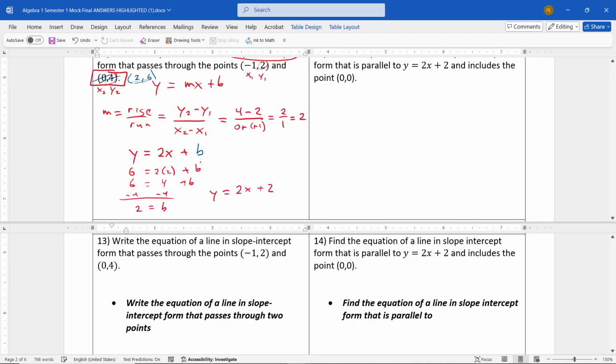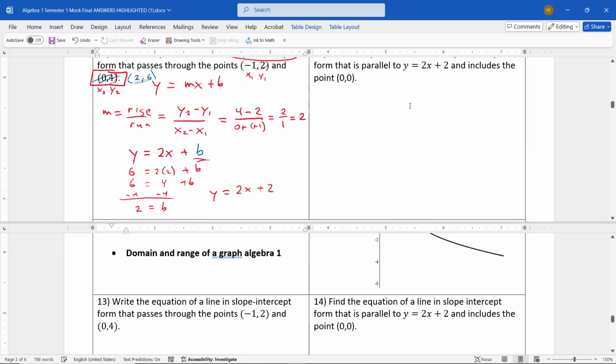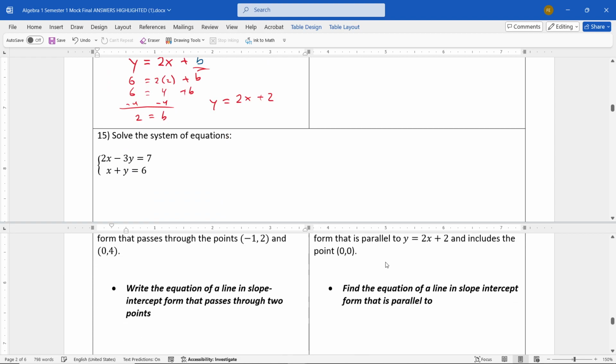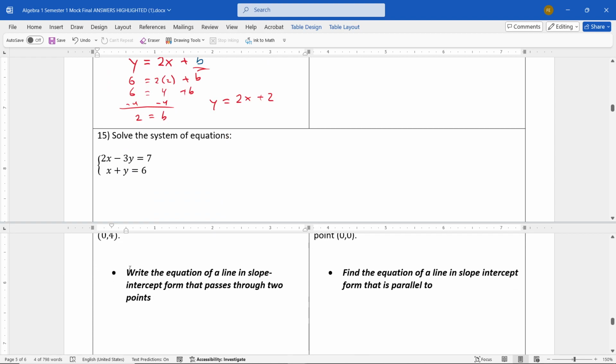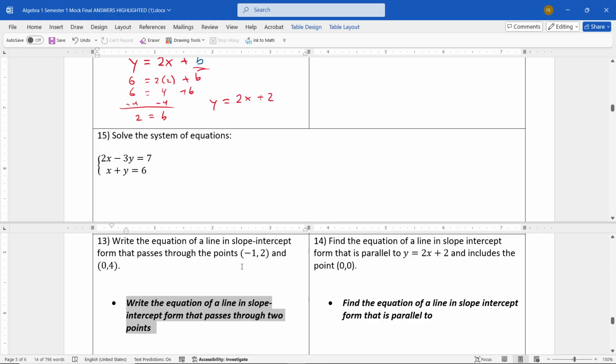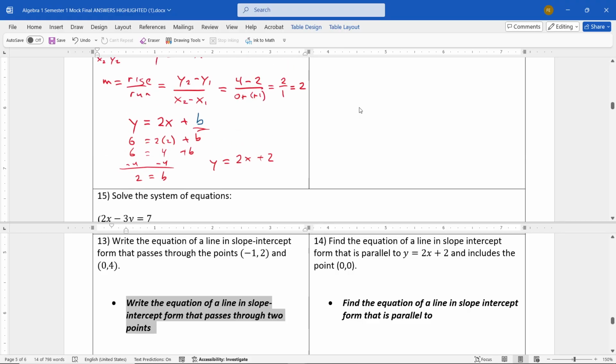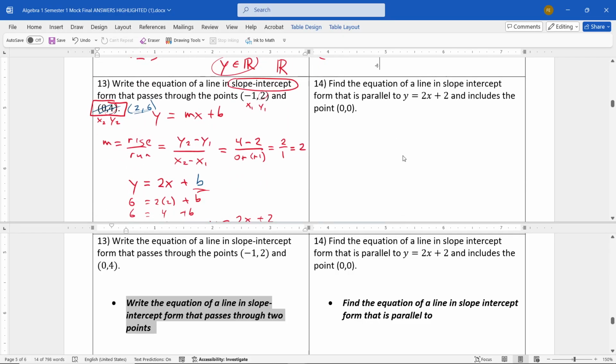So if you don't know the b, because they don't give it to you, you can still plug in one of the points for x and y and solve for the b. That wasn't needed here. All right, for more practice, of course, you can type in this search phrase into YouTube and you'll get a ton more practice problems. All right, let's do number 14.